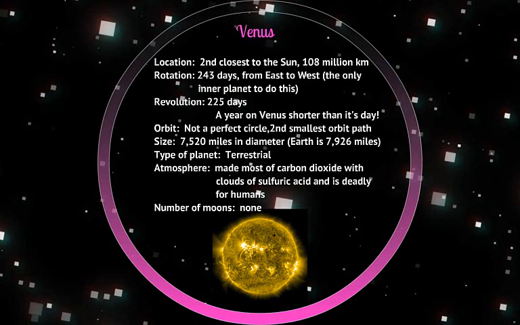It does have an atmosphere, which is made mostly of carbon dioxide with clouds of sulfuric acid and is deadly to most humans. So this is one of the many reasons why we can't actually go spend time on Venus. We would not be able to breathe. We would die in their atmosphere. And it does not have any moons.